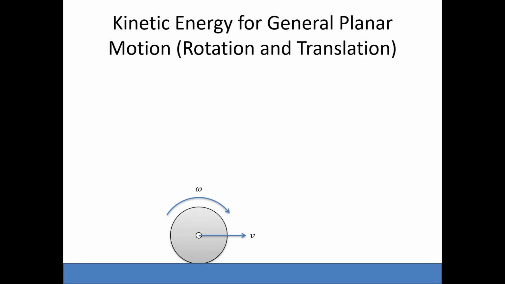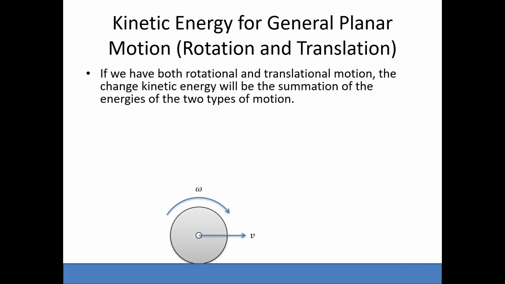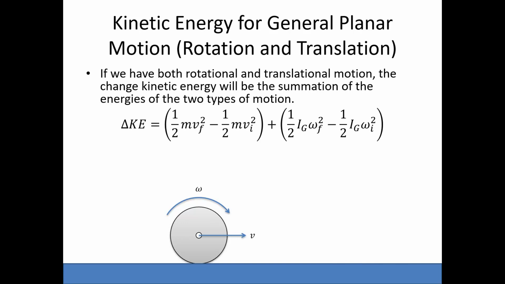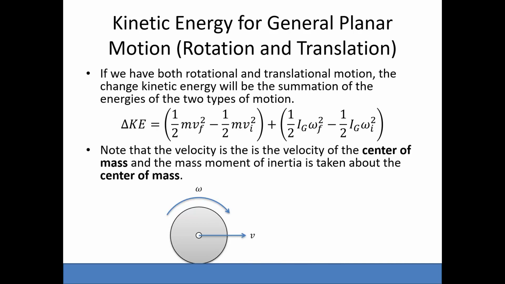All right, so for general planar motion, where we've got rotation and translation, the change in kinetic energy will be the summation of those kinetic energies of the two types of motion. So we'll have both rotational and translational. 1/2 m v final squared minus 1/2 m v initial squared would be the change in translational kinetic energy. And then 1/2 I omega final squared minus 1/2 I omega initial squared would be my rotational kinetic energy. In this case, the velocity refers to the center of mass of the object, so my v final and v initial need to be measured at the center of mass. And the other thing is the I values. The mass moment of inertia in the rotational part needs to be taken about the center of mass of the object. So this is for general planar motion where we don't have fixed axis rotation like we had before.